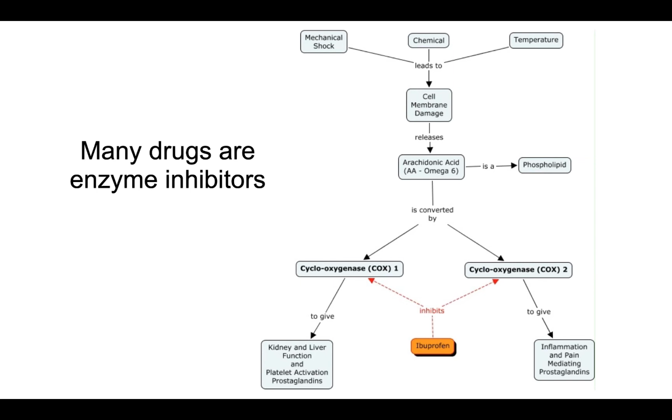Now, many drugs are themselves enzyme inhibitors. In fact, that's the way most drugs work. You take them, they get into your cells, and they inhibit specific enzymes in specific biochemical pathways. Let's take a look at an example here. Ibuprofen is a drug that acts as a competitive inhibitor of two enzymes, COX-1 and COX-2.